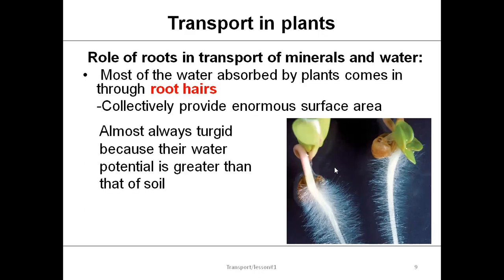Can you see the slide? Almost the root hairs are always turgid. This is a very important point. आपकी books में नहीं लिखा हुआ, because their water potential is greater than that of the soil. Almost always turgid because their water potential is greater than the water potential of the soil. Water potential का क्या मतलब है? The amount of energy that is present in water molecules. ये मैं अभी करवाती हूँ, इसके बाद आपको ये समझ आ जाएगा बेटा.